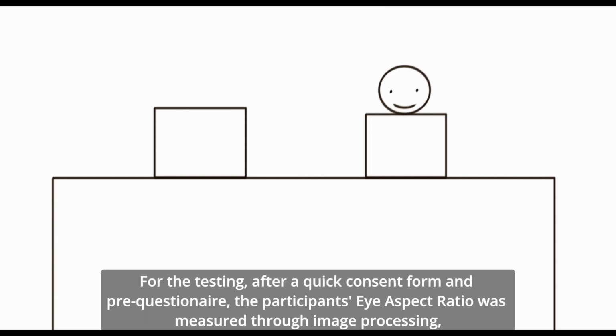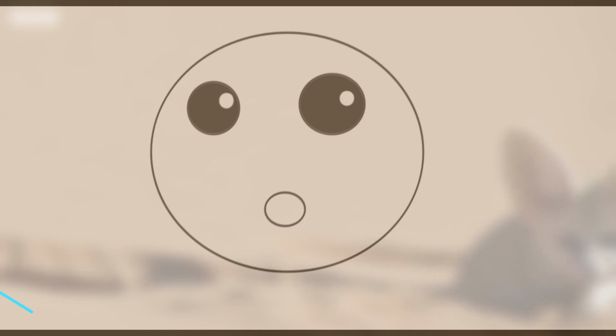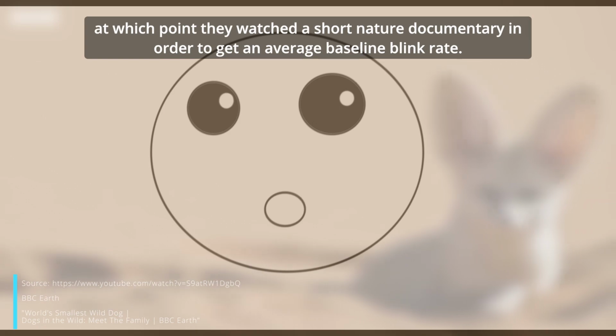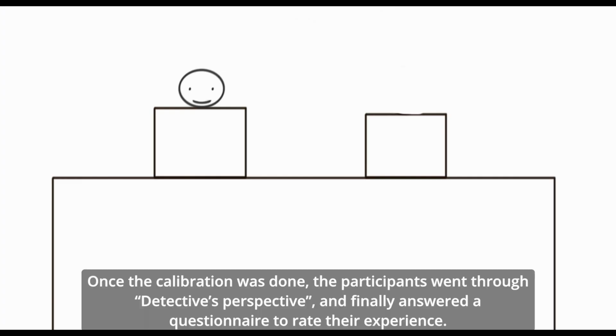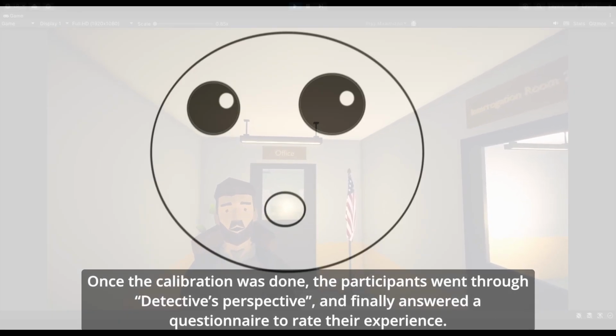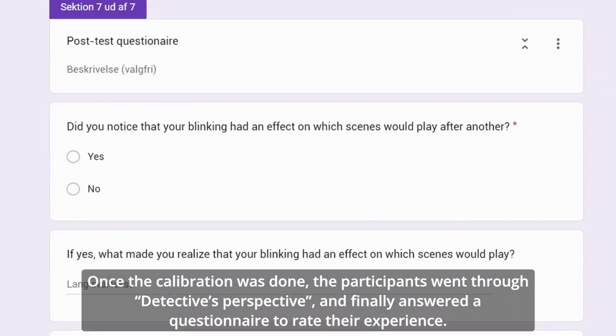For the testing, after a quick consent form and pre-questionnaire, the participants' eye aspect ratio, or EAR, was measured through image processing, at which point they watched a short nature documentary in order to get an average baseline blink rate. Once the calibration was done, the participants went through Detective's Perspective and finally answered a questionnaire to rate their experience.